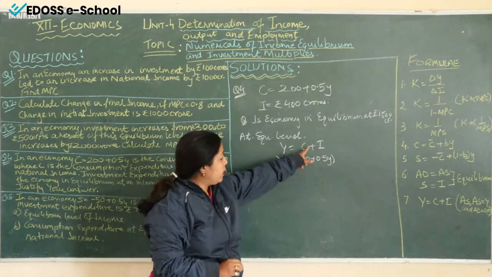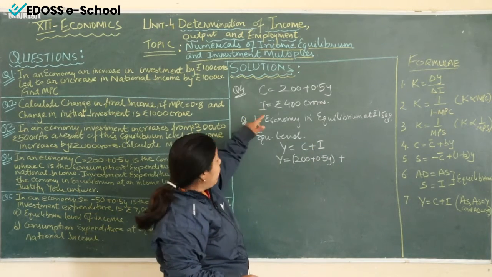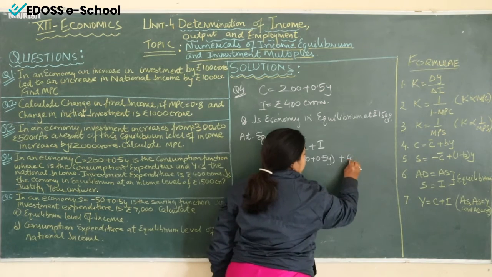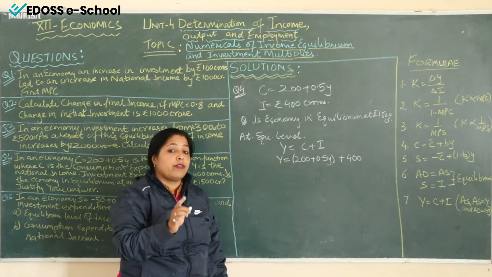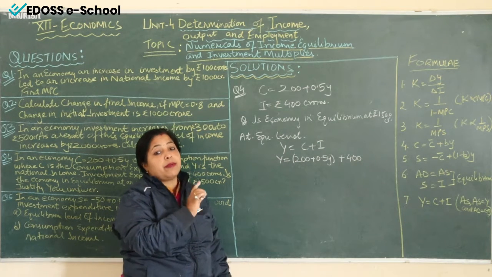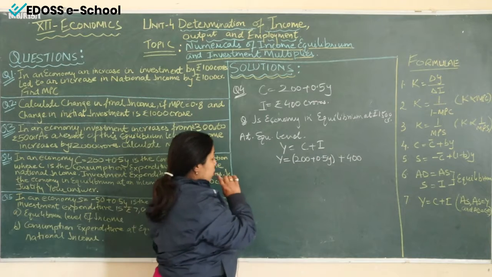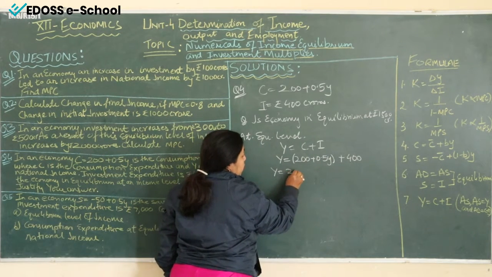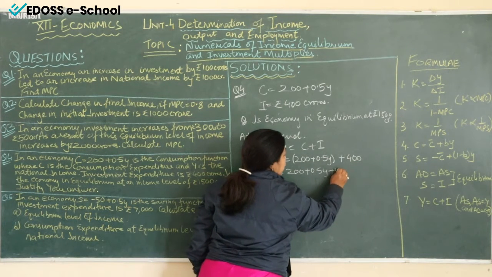Fine. Then this plus sign will come, and the value also we have, that is rupees 400 crores. So here the value will be 400. Now we have to solve this. When we solve this, we will get the equilibrium level of national income. So let us continue and complete the calculation. So y is equal to 200 plus 0.5y plus 400.